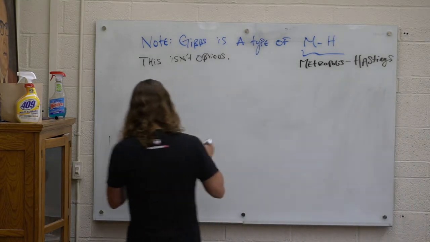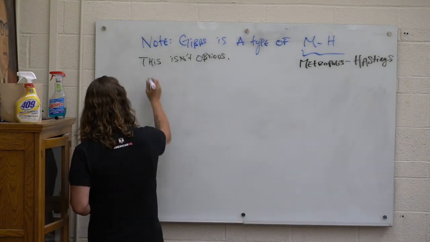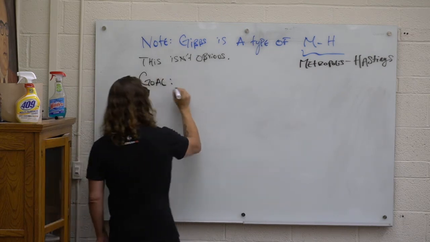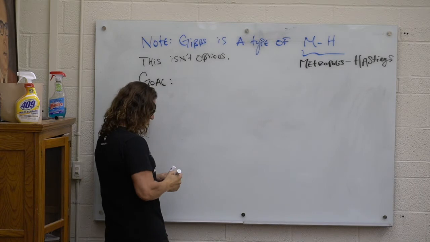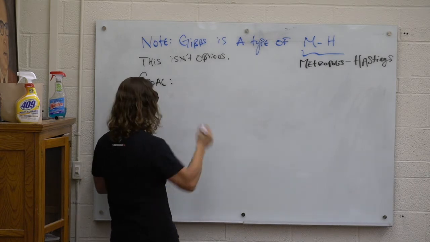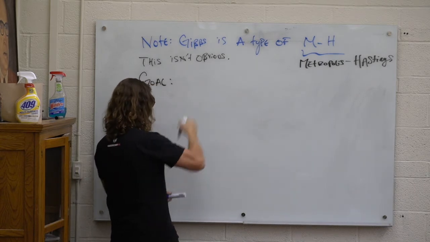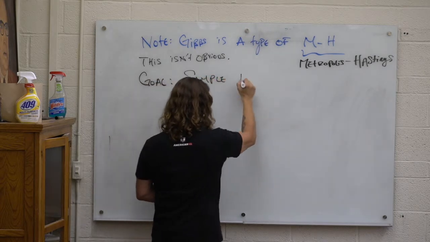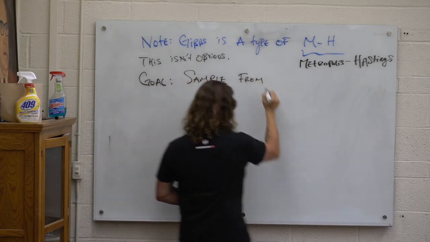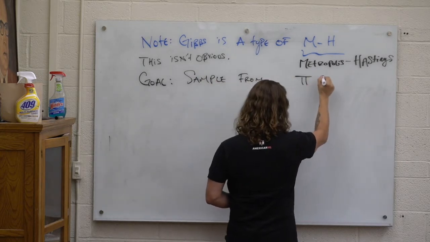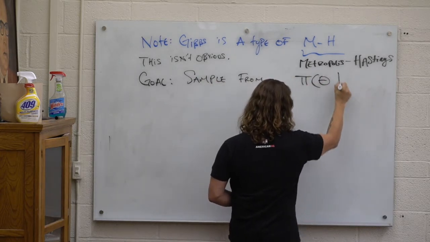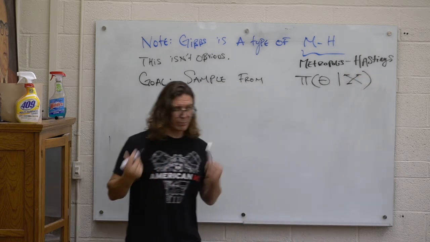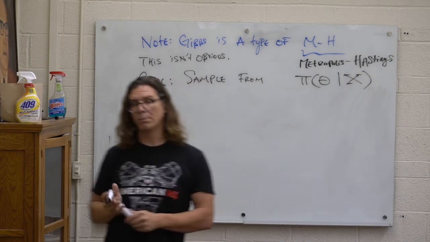Okay, so let me write down what a Gibbs sampler is. First, I'm going to write down our goal. And I'm going to say sample from pi theta. Now I should point out, we could sample from any distribution. These are general purpose samplers.